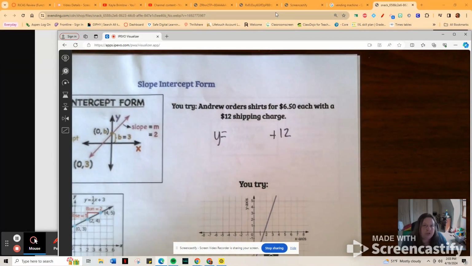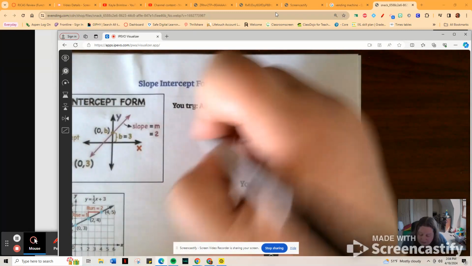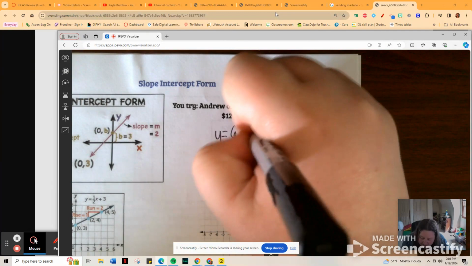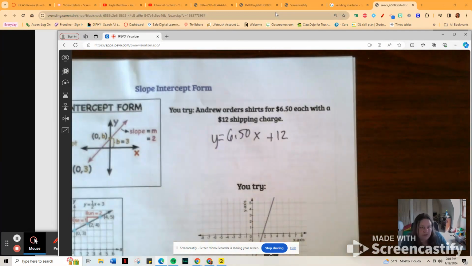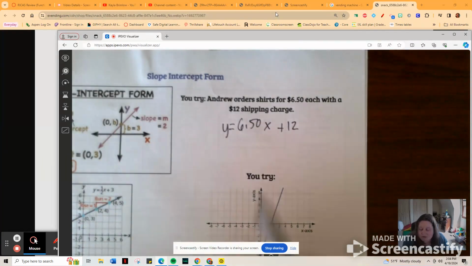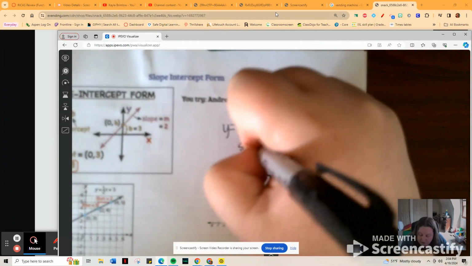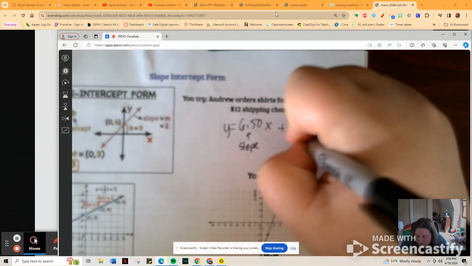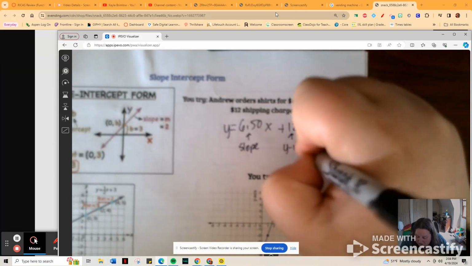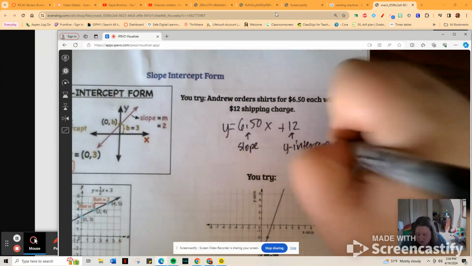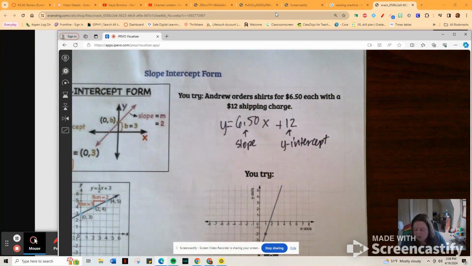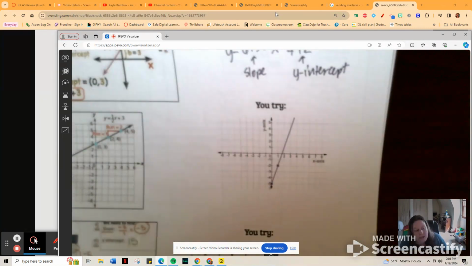So before you even start ordering shirts, your price starts out at $12. So that would be your y-intercept. How it changes over time, how your price continues to increase, would be by $6.50 per shirt. So this is my slope, how my cost would change over time, and this would be my y-intercept. This is where your cost starts. This is where it would start on the y-axis.